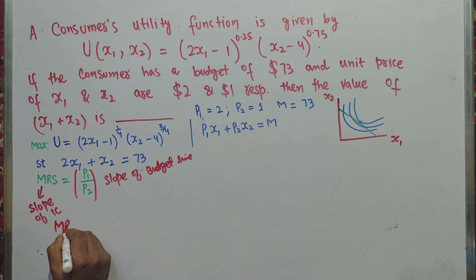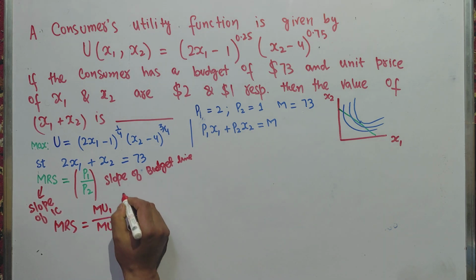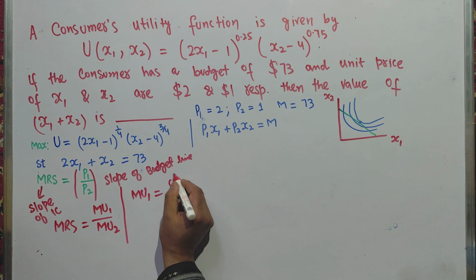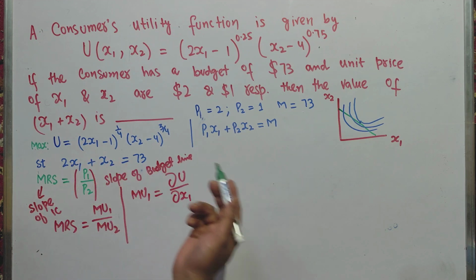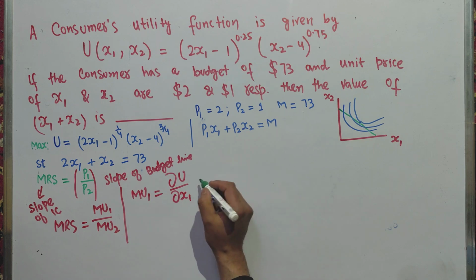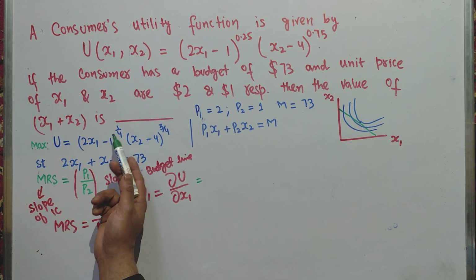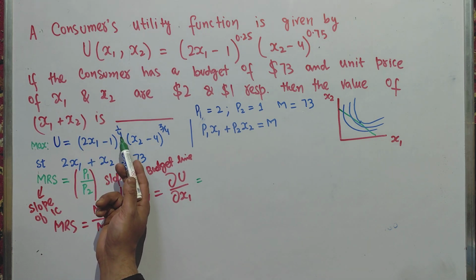Okay, now what is MRS? As we know, MRS is simply the marginal utility of good 1 upon the marginal utility of good 2. So let's calculate them first. Marginal utility of good 1 means the partial derivative of the utility function with respect to x1. Okay, so with this utility, taking the partial with respect to x1, since x1 is here, it is raised to the power 1 upon 4.